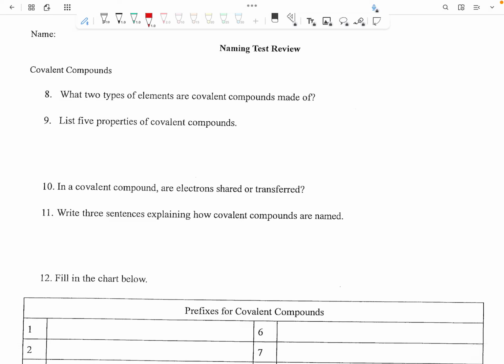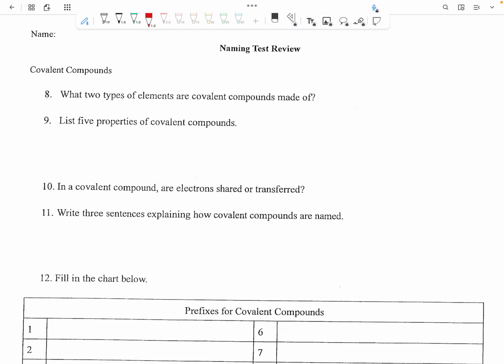Hello, everybody. Here we are with our final review before Thanksgiving. Let's put it that way. Okay, so we have our naming review. We're going to start with the covalent compound side. We'll go through all this stuff real quick. Take about 10 minutes or so.